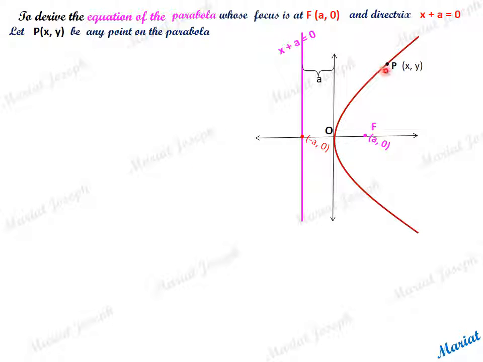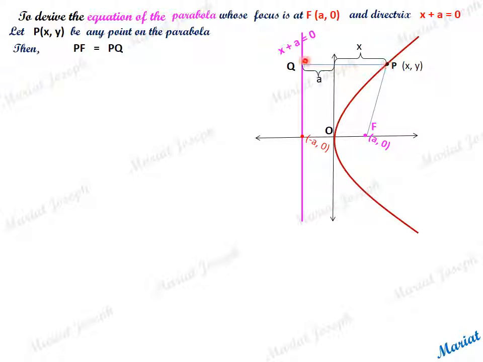Here, P should be at equal distance from F and from the directrix. Let's draw them. These two distances must be equal. Let's observe. Here, PF should be equal to PQ. PF should be equal to PQ for this P to lie on this parabola. We will calculate both of these.